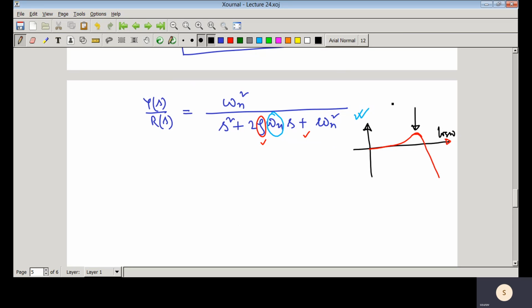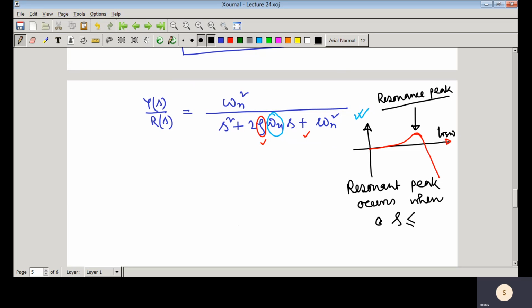So this peak is called the resonance peak, and we have seen that this peak depends on the zeta value. This resonant peak occurs when zeta, that means the damping ratio, is less than or equal to 0.707.